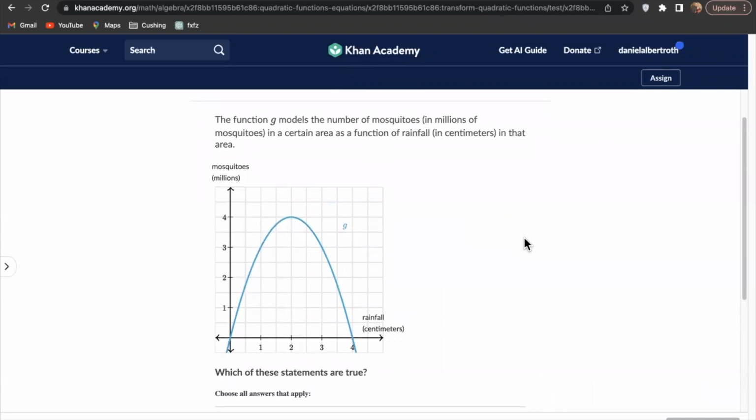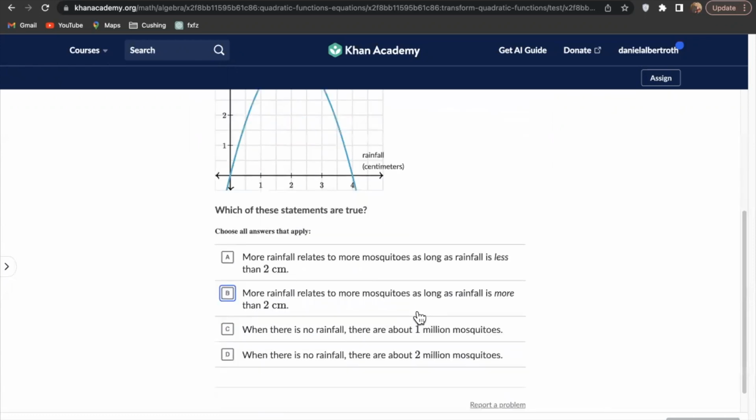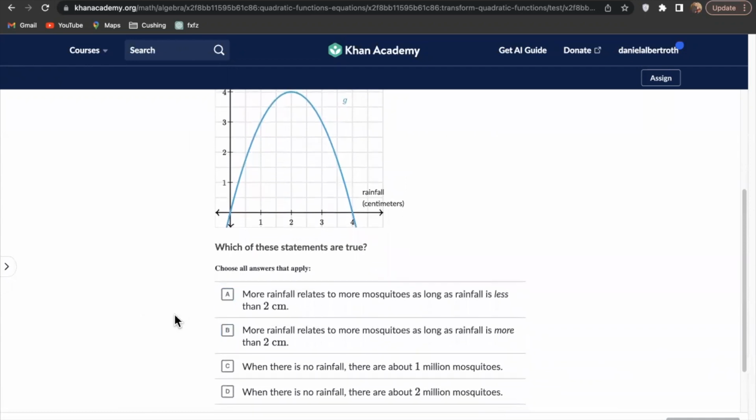So this says the function g models the number of mosquitoes, in millions, in a certain area as a function of rainfall in that area. From this graph, it looks like as it rains more, the amount of mosquitoes goes up until it gets to 2 centimeters. That's where it's going to max out. And then if it rains more, there are actually fewer mosquitoes. If it rains 4 centimeters, you can expect no mosquitoes, at least based on this model. It's a multiple choice, so let's choose all answers that apply. We just talked about what it means.